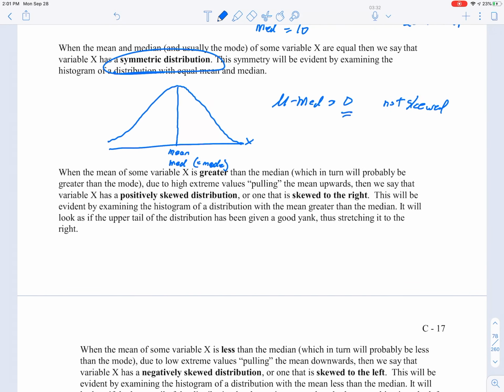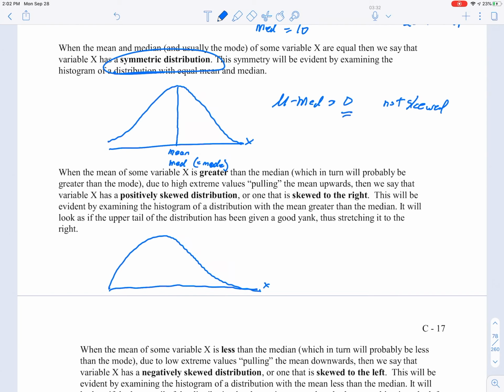Now, when the mean of some variable x is greater than the median, and think of the Bill Gates example, then what you've got is extreme values pulling the mean upwards. So the way that I'm going to draw that here is like this. So it's almost like you took the right-hand tail and you gave it a yank.